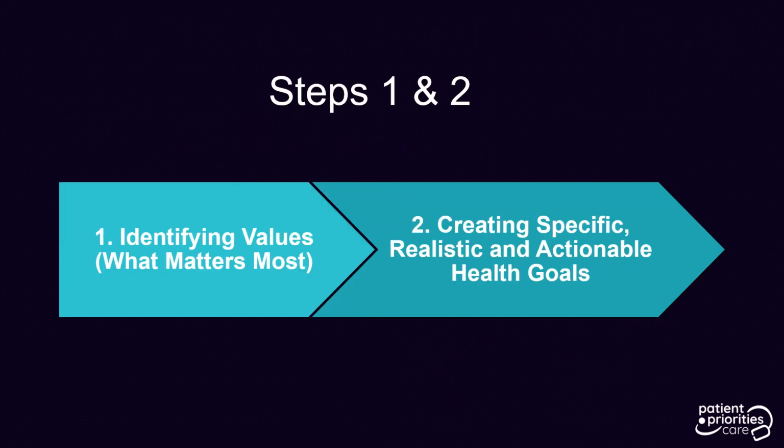As noted above, identifying patients' priorities involves 5 steps. We just covered steps 1 and 2. The first step is about identifying what matters most to the patient, which we call values. Step 2 is translating those values into specific, realistic, and actionable health goals. That is, first you will talk about what matters most to the patient, and then you'll help them decide what that actually looks like in terms of actions in their lives.